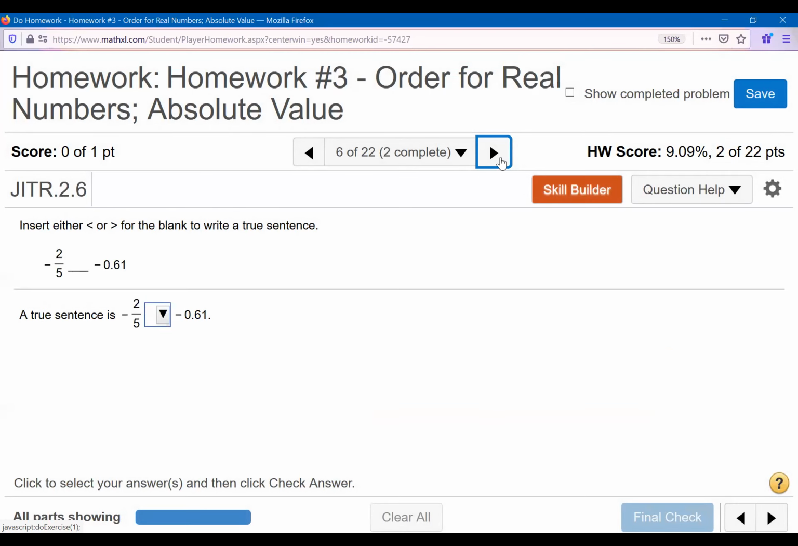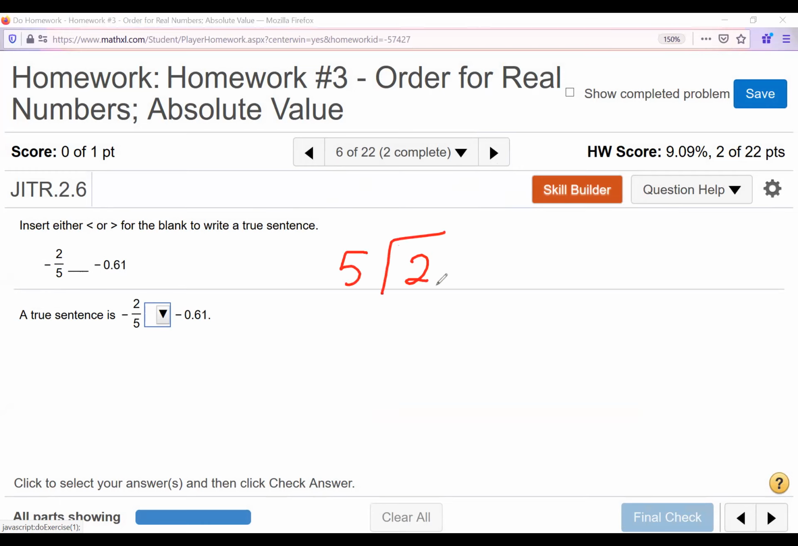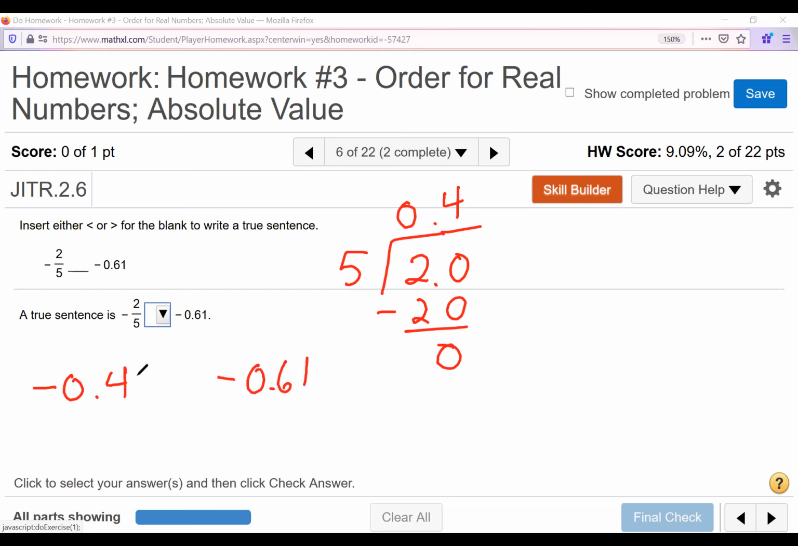All right, let's see. Oh, here's one that we should change. -2/5 compared to -0.61. Okay, when you're comparing a fraction with a decimal, and it's not a mixed number like the previous problem we did, we should change the fraction into a decimal. So let's change -2/5 to a decimal. Let's divide 2 by 5, add a decimal after it. 5 doesn't go into 2, so there's your 0. 5 does go into 20 4 times. So it looks like we're comparing -0.4 with -0.61. Okay, I'll put a 0 after the 4.